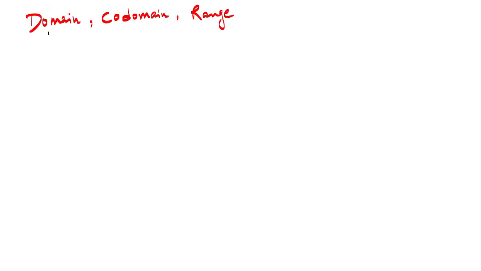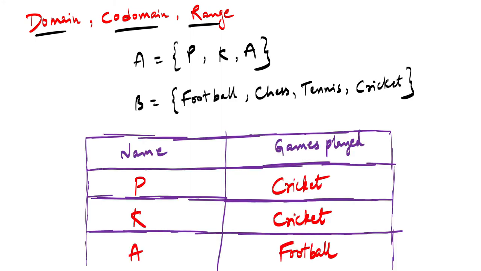So the next concept is domain, codomain and range. I considered two sets. Set A is equal to P, K and A. These are the elements of set A. And set B is equal to football, chess, tennis and cricket.